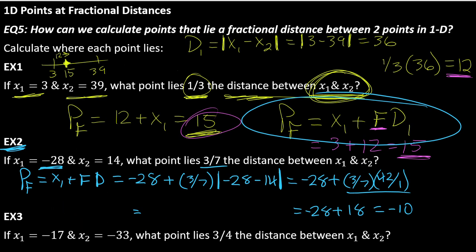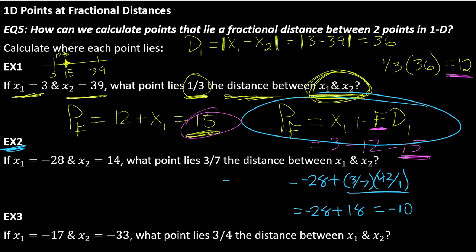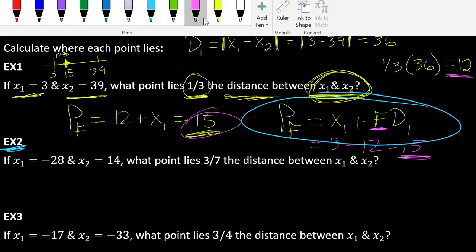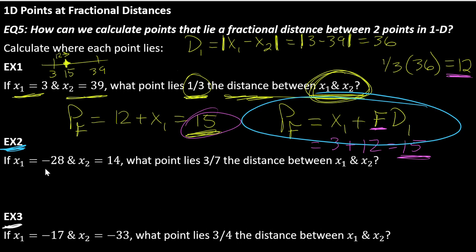One last example for this video, because this video is pretty short, barely at 11 minutes, so I might as well work another one. Let's use, what color have I not used? I'll use white, why not? Okay, so we're on example 3. Let's use our formula again. Point at a fractional distance is equal to x1 plus our fraction.